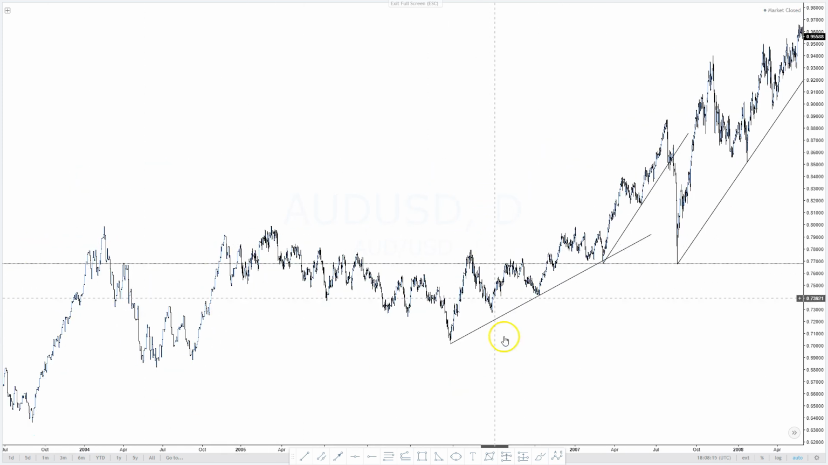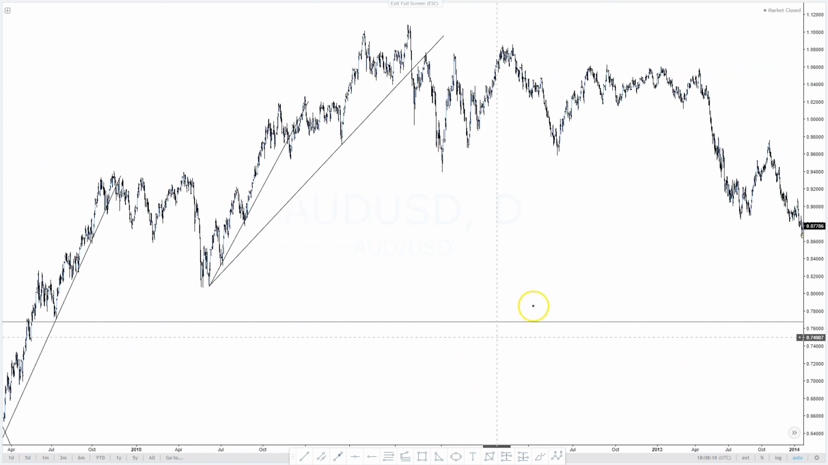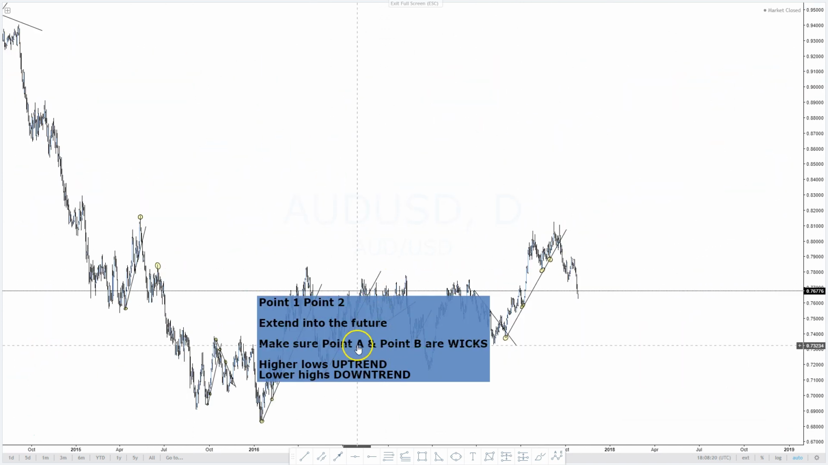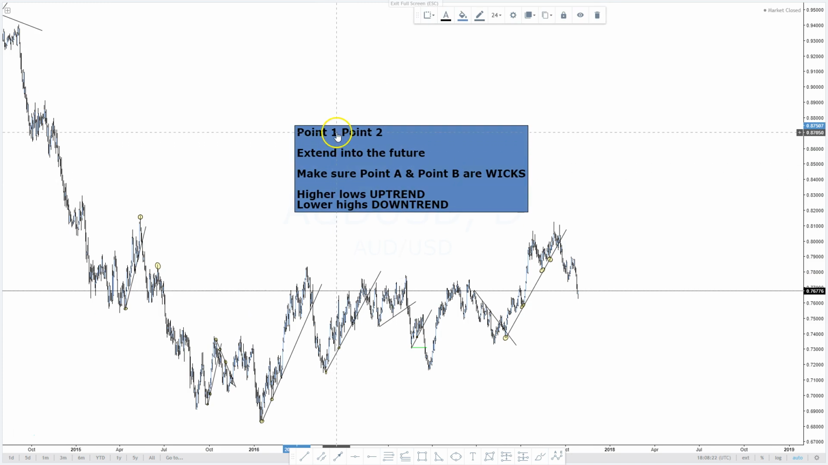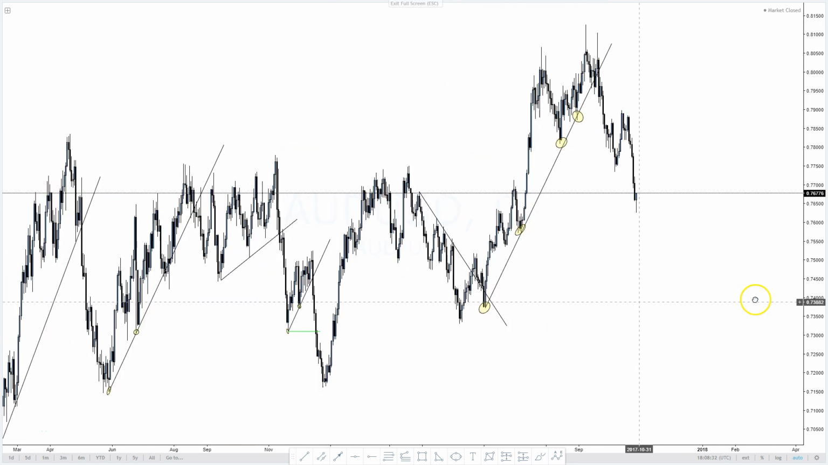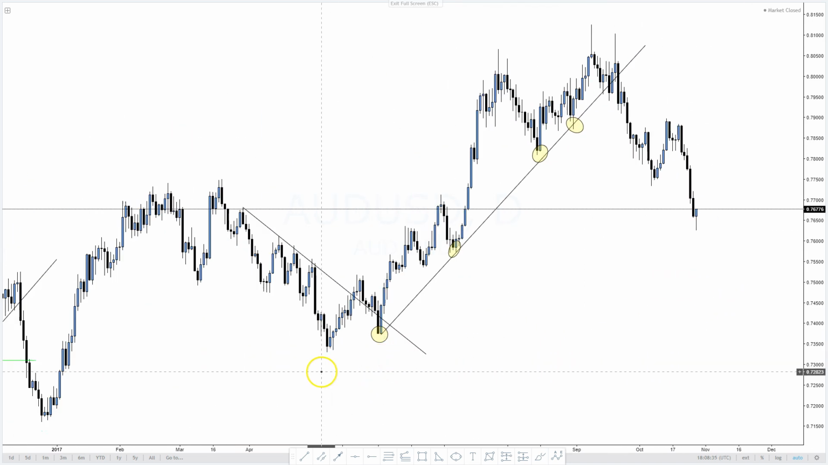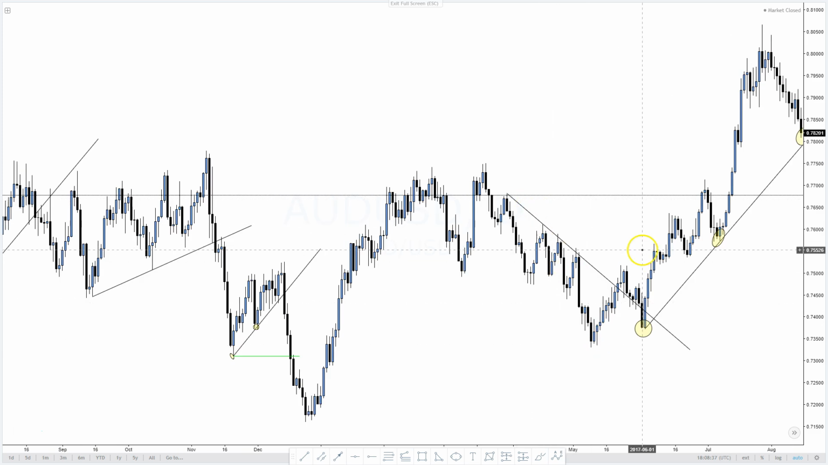Let me go back to the notes. Where do I have them here? So yeah, point 1, point 2, extended into the future. Make sure point A and point B are wicks. Higher lows means an uptrend. Lower highs means a downtrend, so adjust accordingly. Once you get a little bit more advanced, you'll be able to do counter trend lines and add fibs to this and all that stuff, all the fun stuff that we're going to get into, okay?